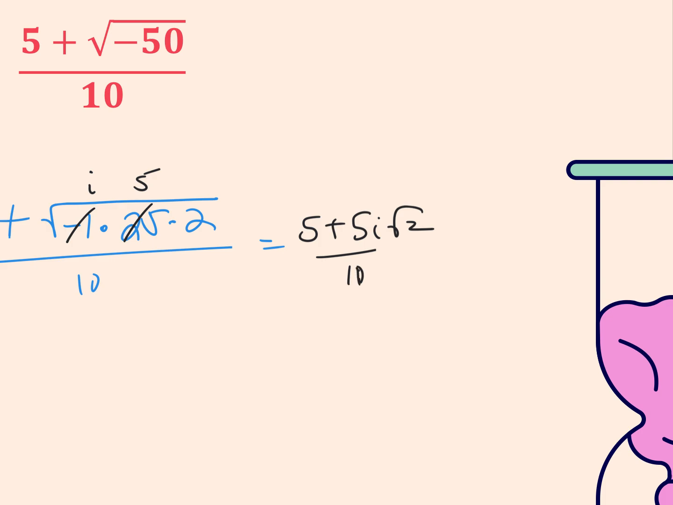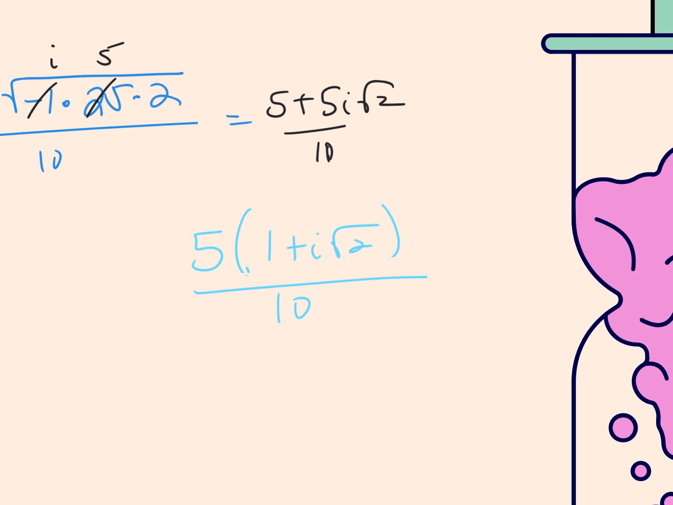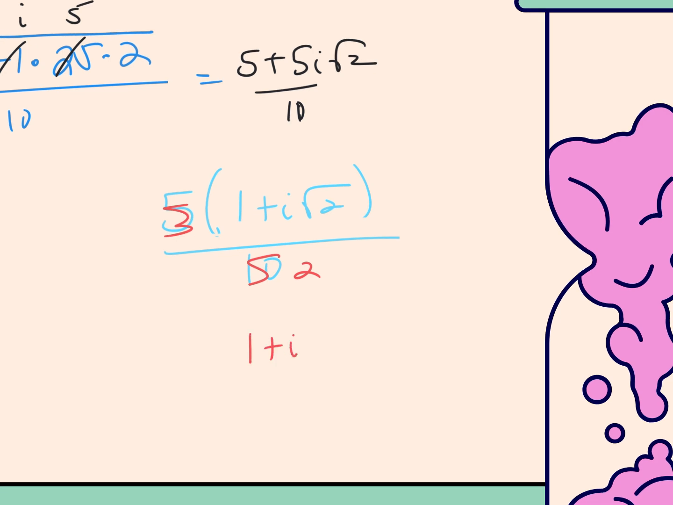What is the GCF of the numerator? What do they both have in common? A 5. So I'm going to take out a 5, and I'm left with 1 plus i root 2 over 10. And then what can I simplify there? The 5, and this becomes a 2. So it's 1 plus i root 2 over 2.